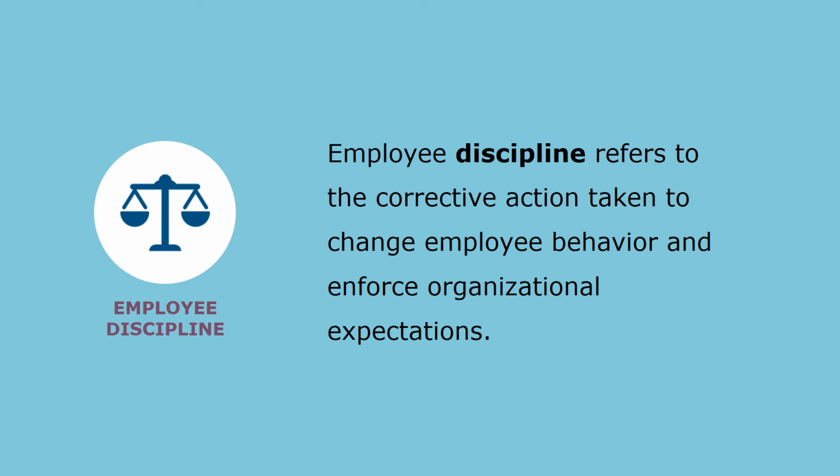Employee discipline refers to corrective action taken to change employee behavior and enforce organizational expectations. The first step to keeping employee discipline problems to a minimum is making sure that expectations are clearly communicated to employees. An employee discipline policy must be communicated to employees and should be included in any employee handbook.